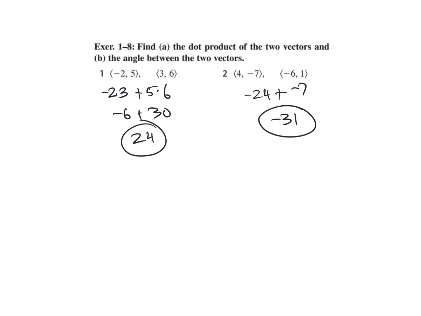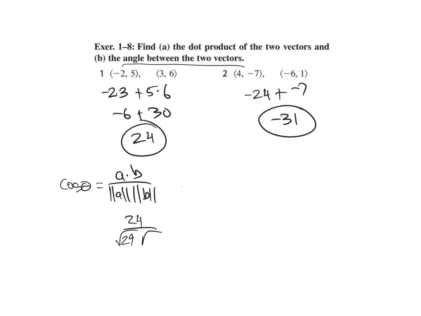Okay, so let's also get the angle between the two vectors. That's the dot product over the magnitude of each of them multiplied together, and then it would be the arc cosine. That's how you would get it. Okay, so let's do that. We already have the dot product is 24. The magnitude of A is the square root of 4 plus 25, or square root of 29. The magnitude of B is the square root of 9 plus 36, or 45. What we want is theta, so we'd have to take the arc cosine of those values.